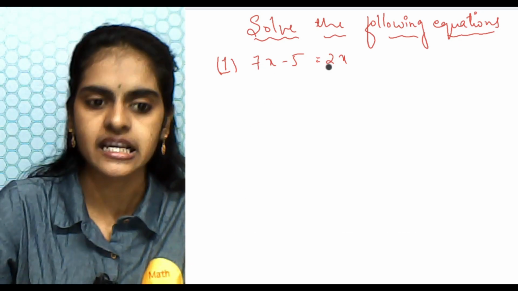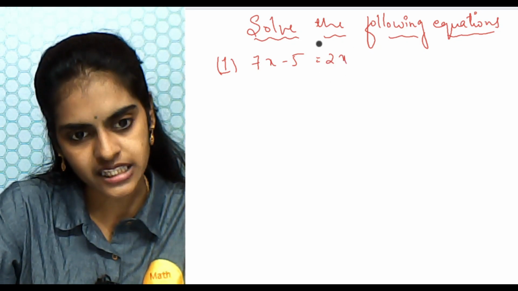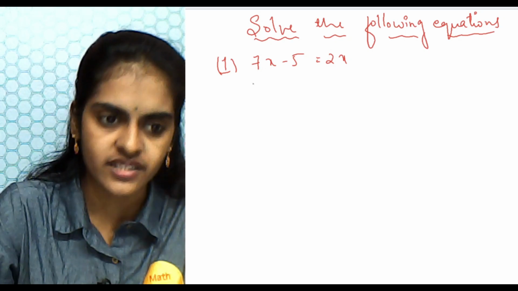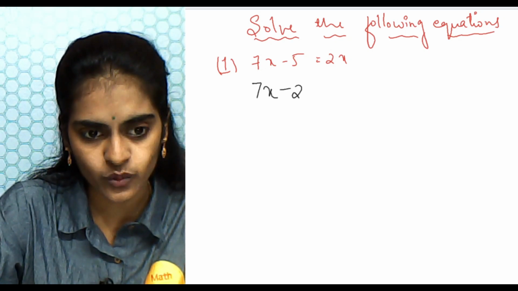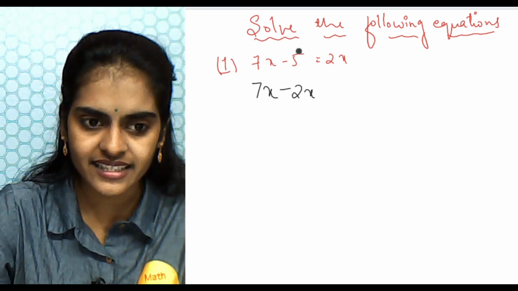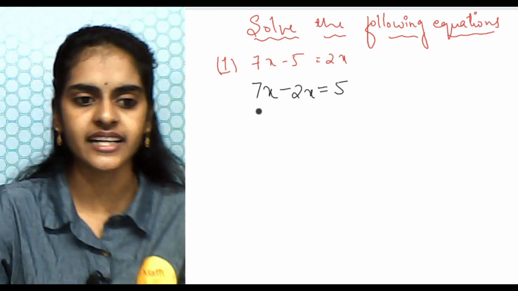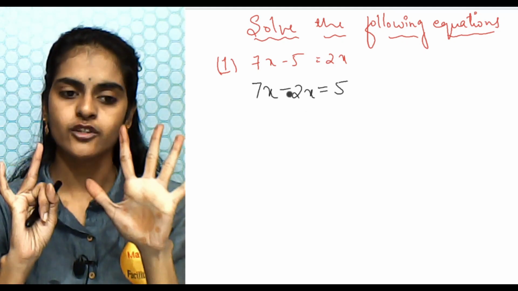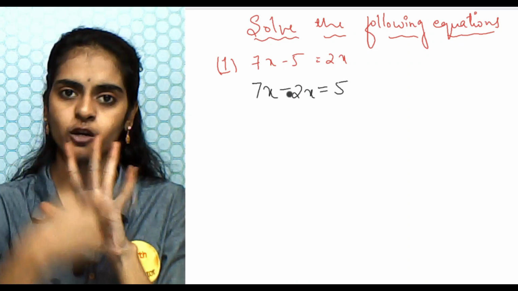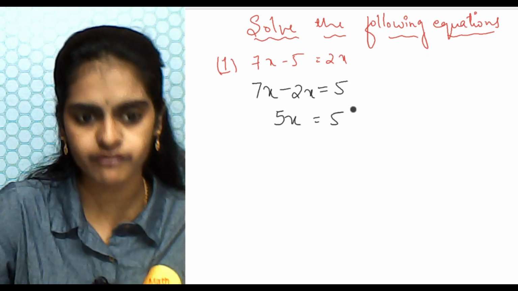So 7x and 2x you have. These are two x terms. So let me take this 2x to LHS. So 7x, taking this 2x to LHS, it becomes minus 2x. And taking this minus 5 to RHS, it becomes plus 5. Are you getting it? So 7x minus 2x: you have 7x, you are subtracting 2x, so you are left with 5x. So 7x minus 2x is 5x, equal to 5.